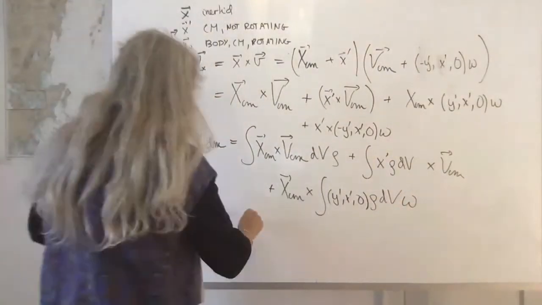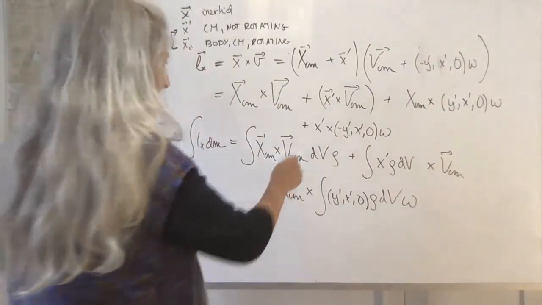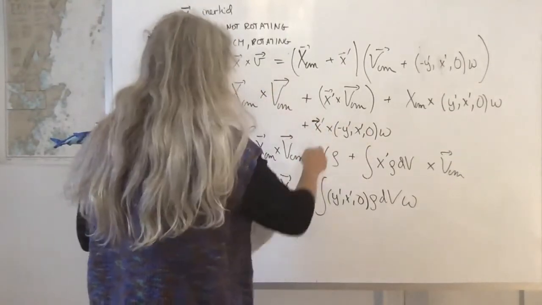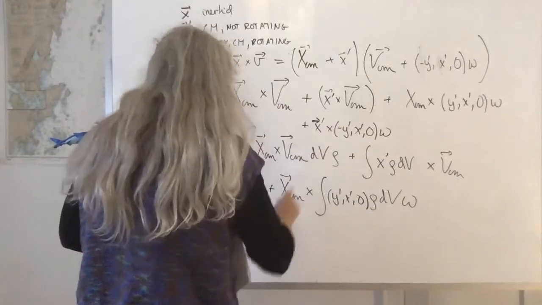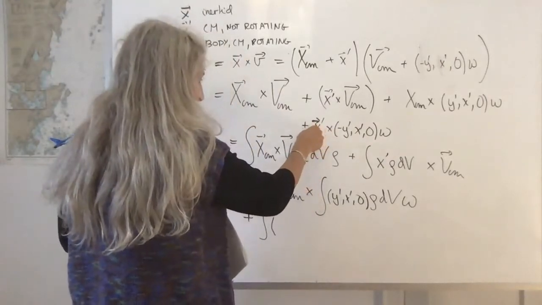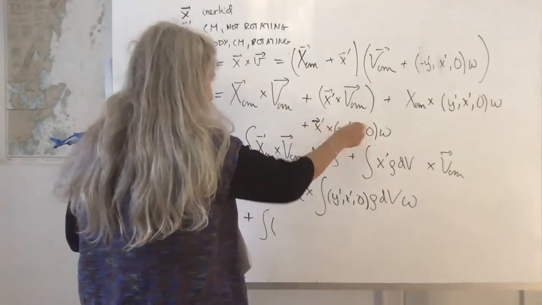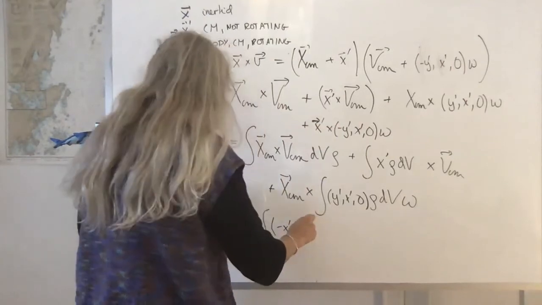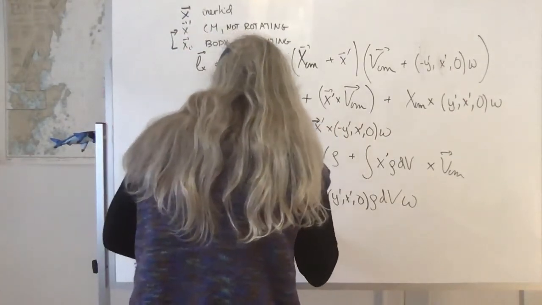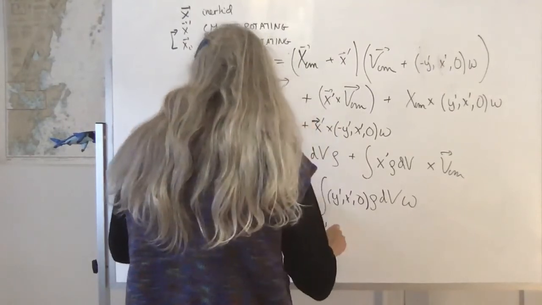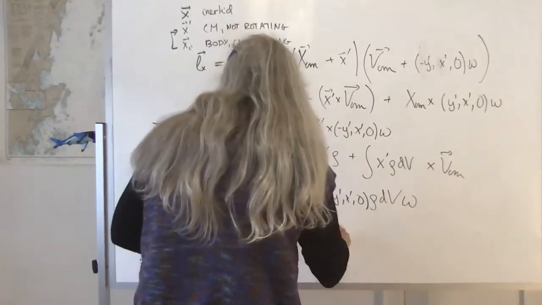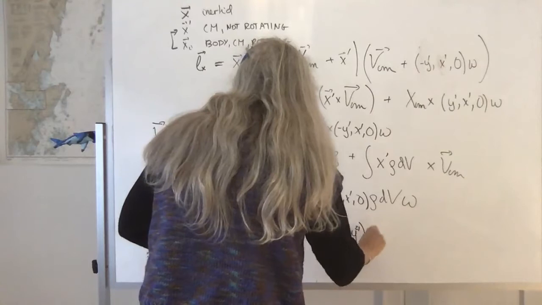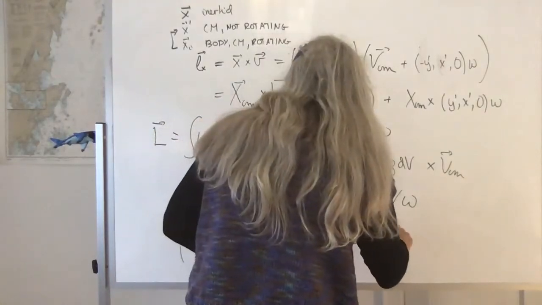And then the last term is the interesting one. If you multiply this one out, because this is x prime, y prime, z prime, you have to take the cross product there. It winds up looking like this: x prime z prime, y prime z prime, and x prime squared plus y prime squared, times omega times rho dv.